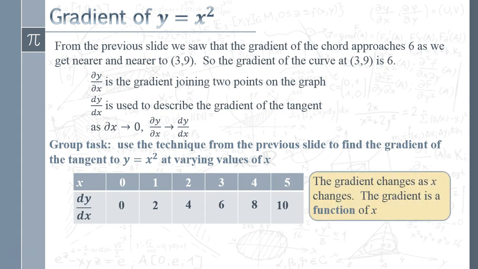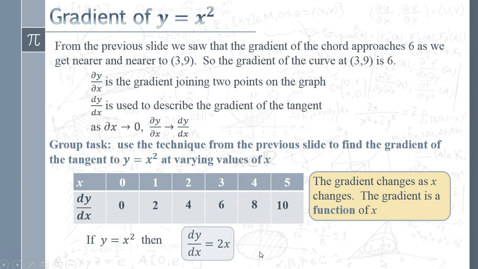And hopefully we can see very clearly here that the gradient changes as the x coordinate changes. And clearly there's a mathematical rule, a very obvious one. So what we're saying is the gradient is a function of x. The gradient of the curve depends on the value of x, i.e. where you are on the curve. And in this particular case, we say that for this curve, y equals x squared, dy/dx equals 2x, because clearly we can see that the gradient each time is double the x coordinate.